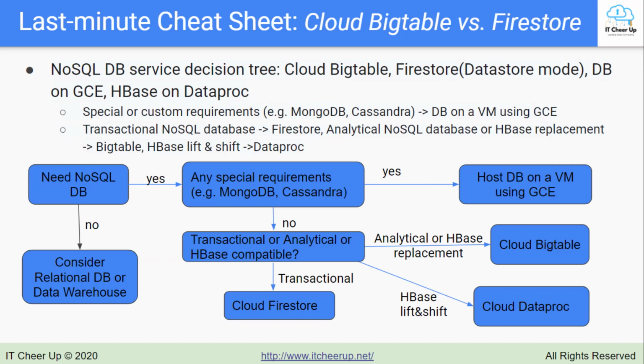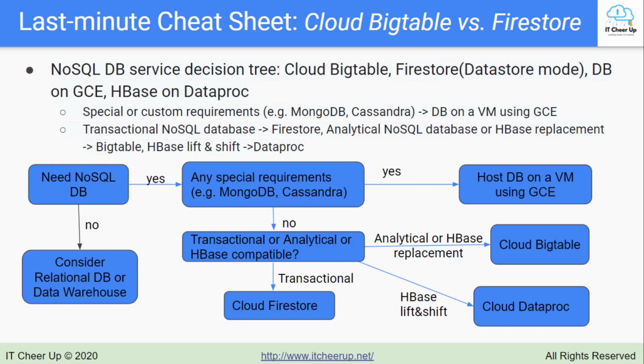There are 4 options for using NoSQL database services in Google Cloud: using Cloud Bigtable, Cloud Firestore, HBase on Dataproc, or hosting the NoSQL database on a VM using GCE. If your NoSQL database requires a special custom setup or lift and shift NoSQL database, such as MongoDB or Cassandra from on-prem to the cloud, then you should host the database on the VM using GCE.